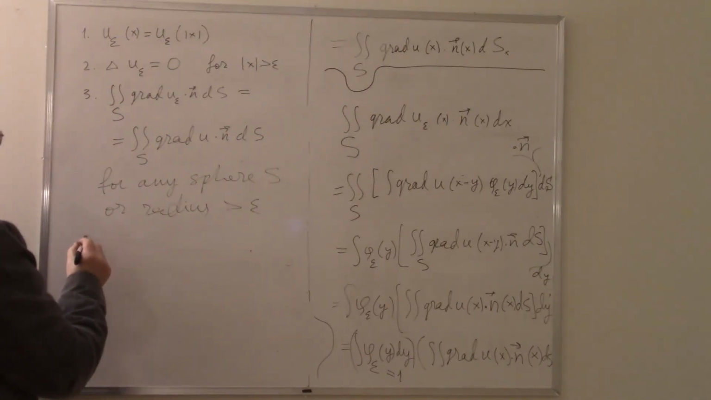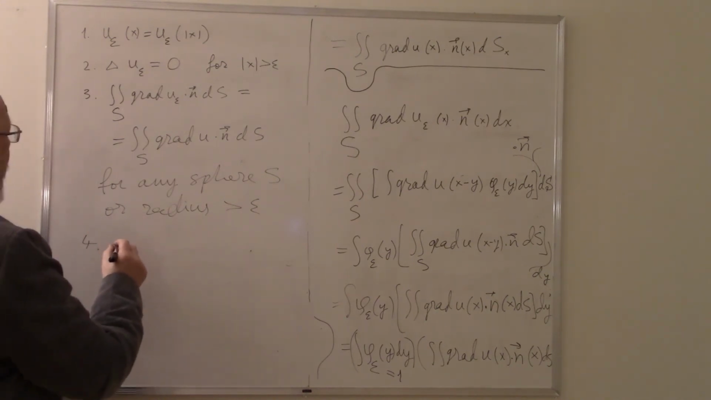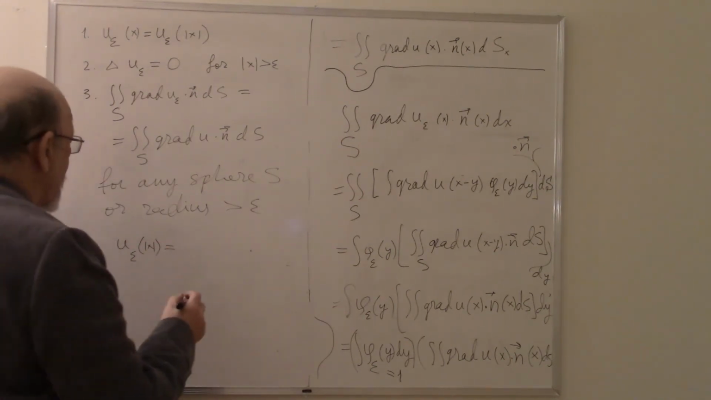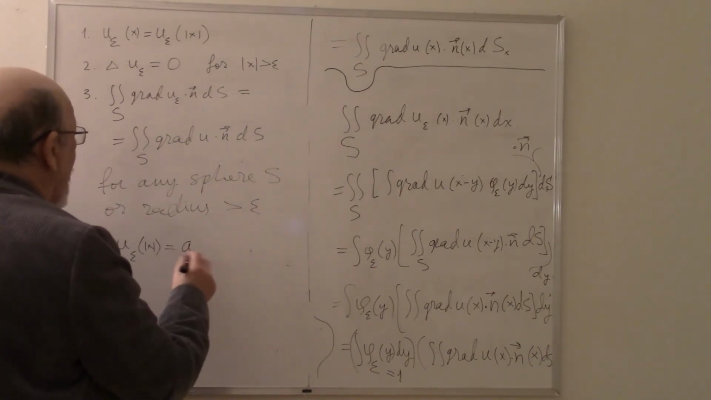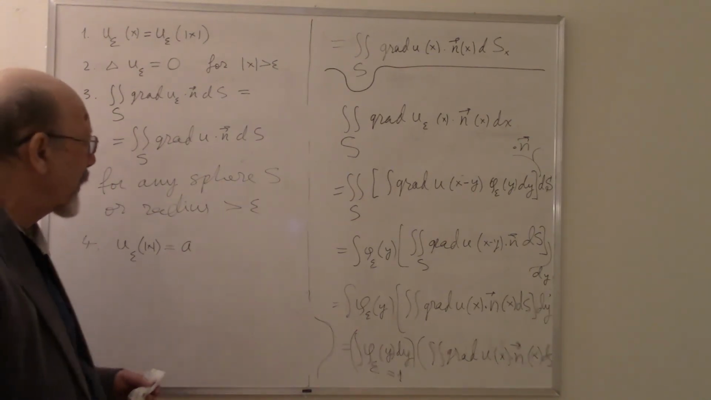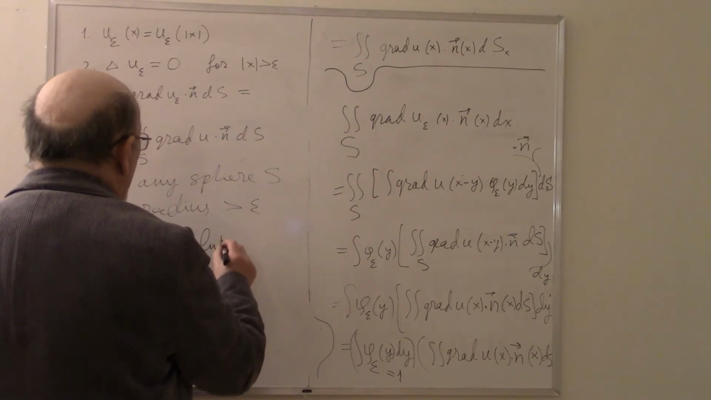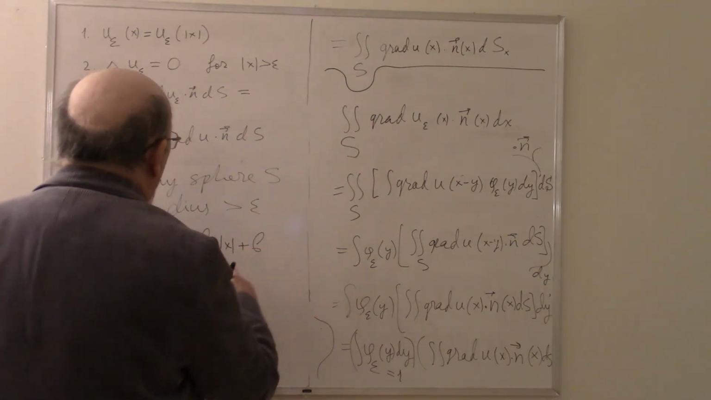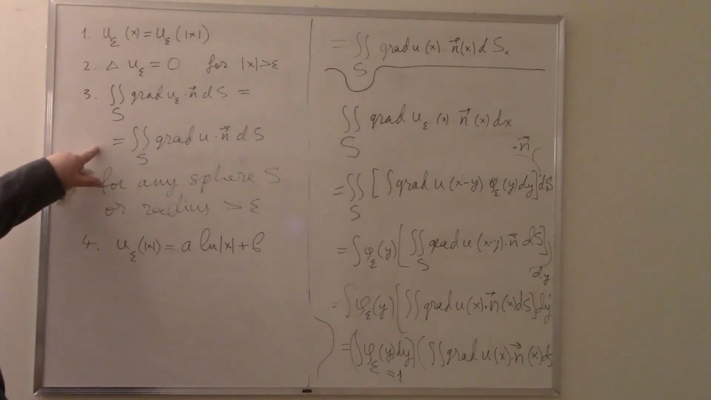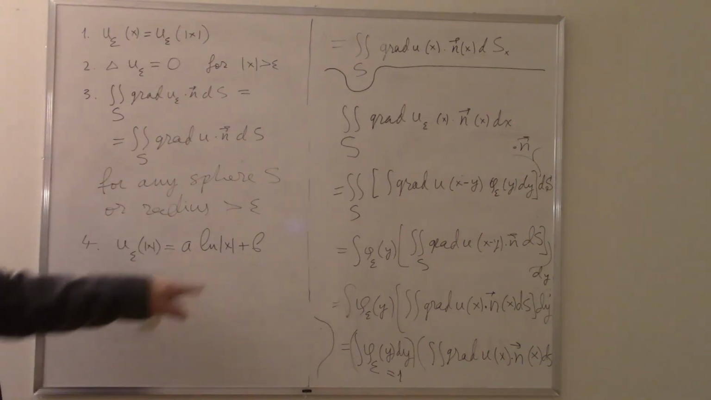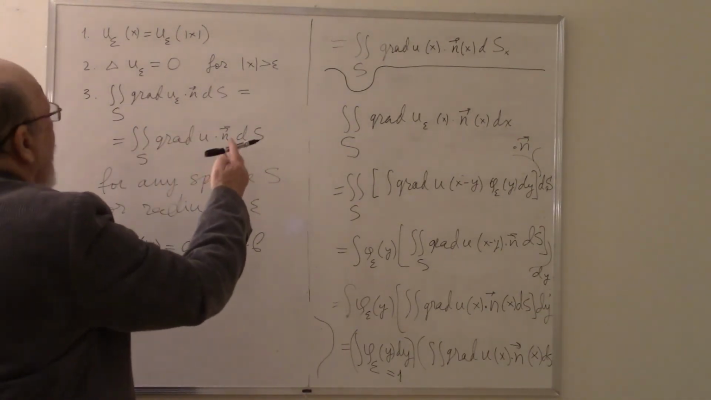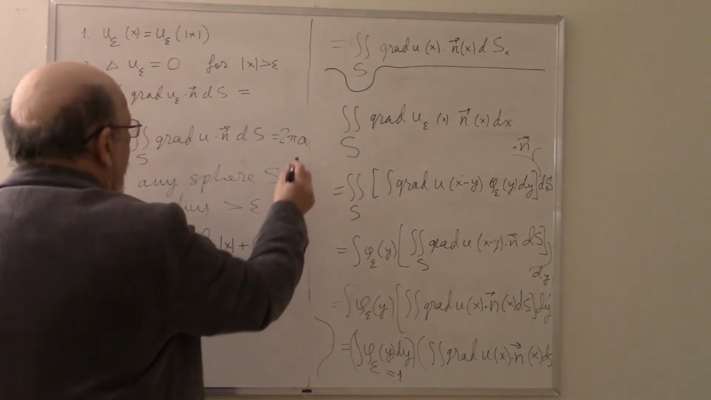And fourth, we know that u epsilon of module x equals, let me write it for n equal 2, though my reasoning does not depend on the dimension, a logarithm of module x plus b. We don't know what a and b are, but if the flux is the same, then I have found the flux. The flux is 2 pi a. This means that the flux, the integral over S, equals 2 pi a.